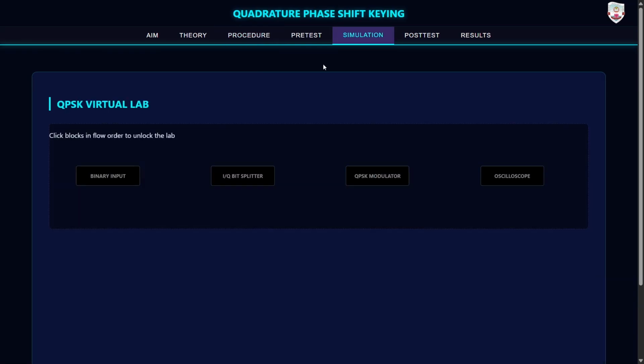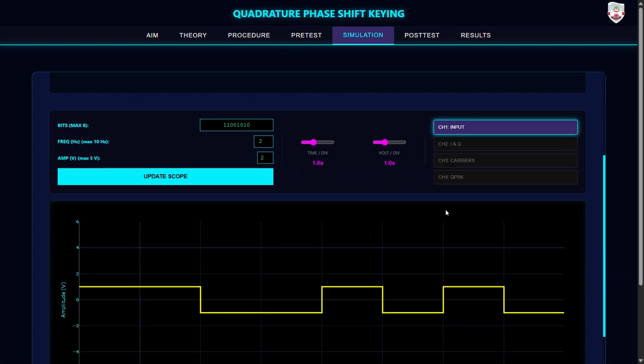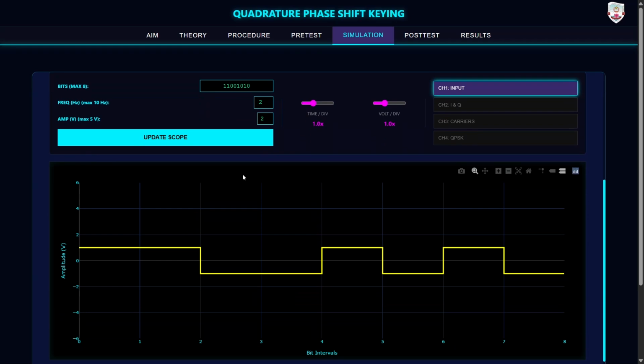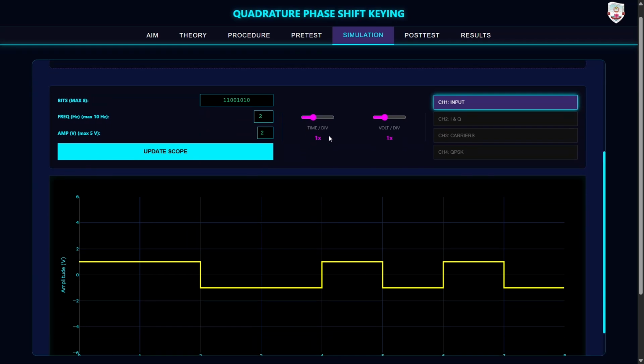In the simulation section, the QPSK transmitter is represented using functional blocks. To begin the experiment, we must activate the blocks in the correct signal flow order. First, we click binary input, then I and Q bit splitter, followed by the QPSK modulator, and finally the oscilloscope. After clicking these blocks in sequence, the virtual lab interface becomes available.